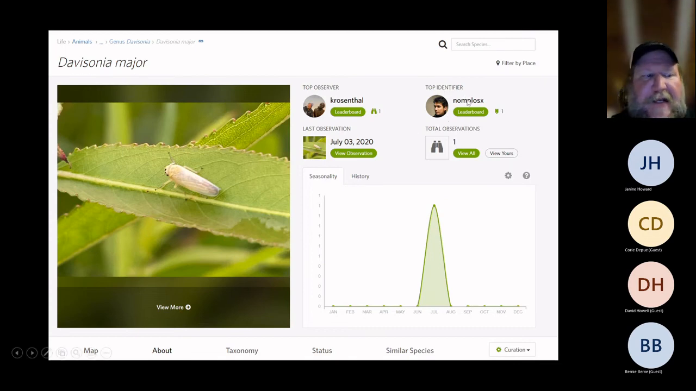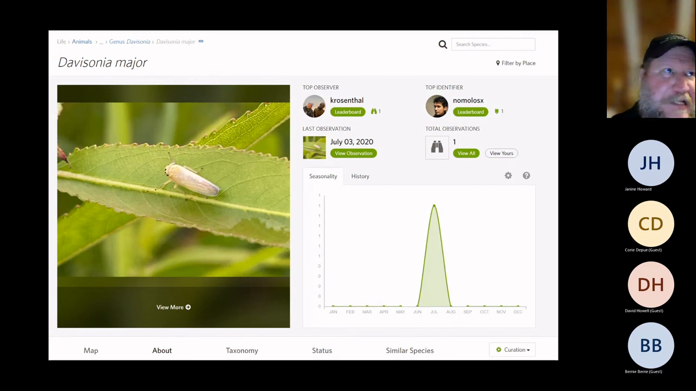The gentleman who identified it was like, you need to put this on Bug Guide. So I ended up putting it on Bug Guide. And last I checked, it's still the only record on either one. So that's my photo as the species photo, if anybody ever adds it again. And I thought that was really neat. And that could be something you could end up wandering into too.